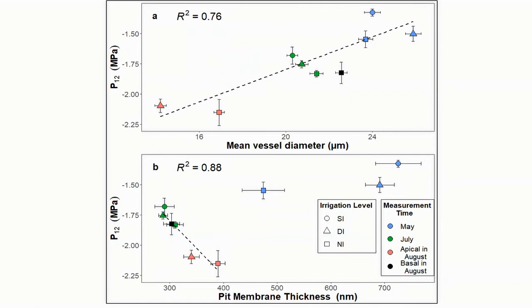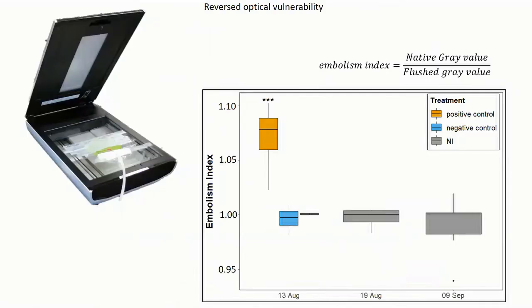Now I want to show you one more method which we use to verify that we don't have any xylem embolism in the vineyard. It's what we call the reverse optical vulnerability. So what is the optical vulnerability technique? I showed it to you earlier. We bring a leaf to the lab and dry it, and then we see that some of the pixels are becoming darker, due to gas bubbles that create light refraction.